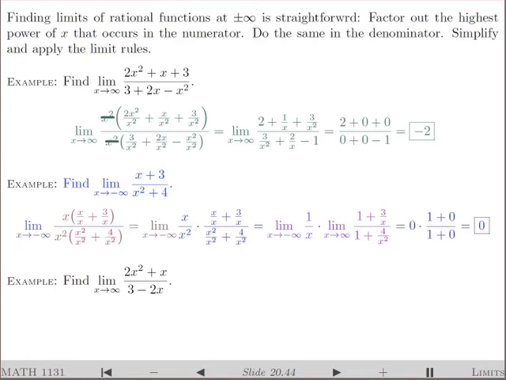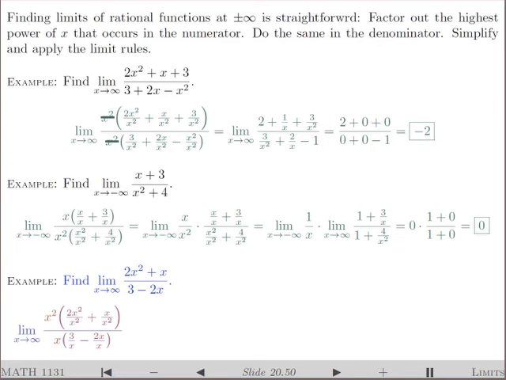Finally, we look at the case where the numerator has larger degree. The first two steps run, say, similar to the previous example. The numerator will pull out x squared, giving me x squared times 2x squared over x squared plus x over x squared. The denominator will pull out an x, giving me x times 3 over x minus 2x over x.